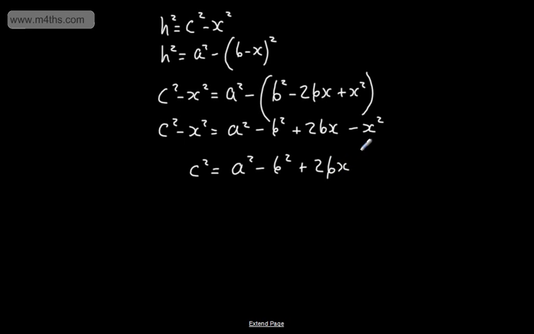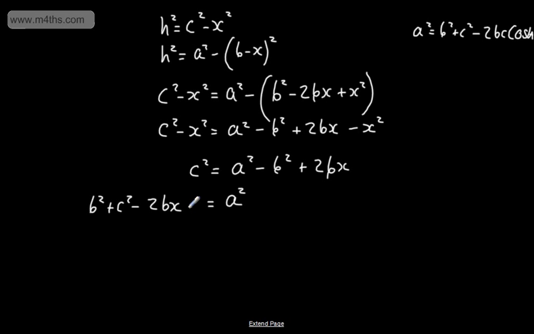This isn't looking too dissimilar to a squared is equal to b squared plus c squared minus 2bc cos a. So I'm just going to do a bit of rearranging. I'm going to add b squared to both sides and subtract 2bx. So what we're going to have on the right hand side is a squared, and on the left hand side we're going to have b squared plus c squared minus 2bx. So the only thing that's different now to this and the cosine rule is that we have x here and we have c cos a here.